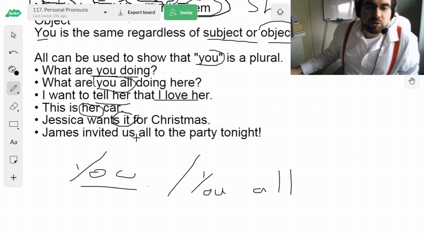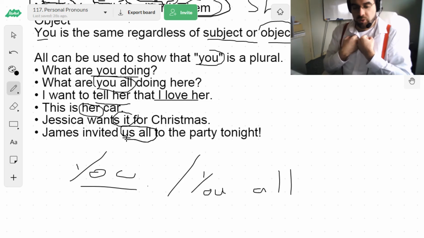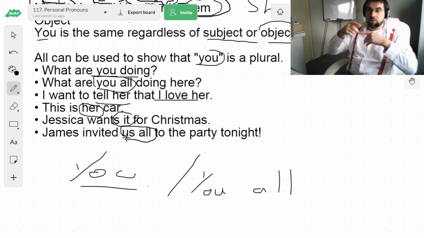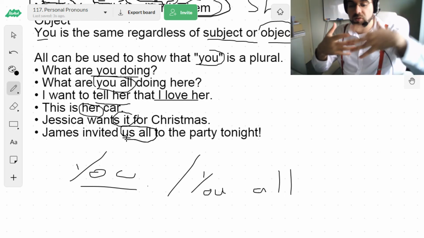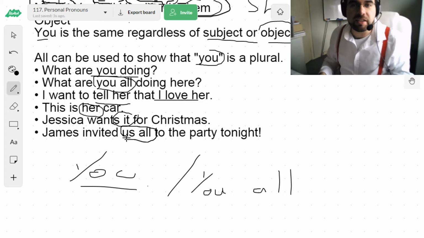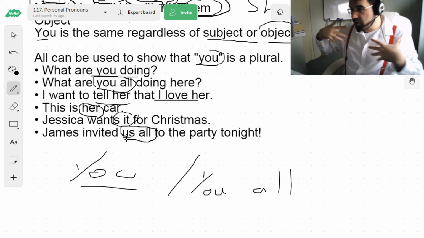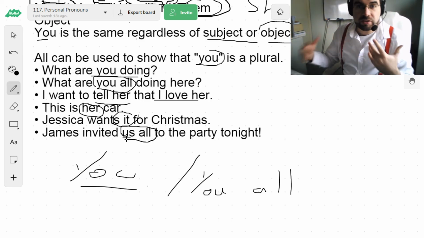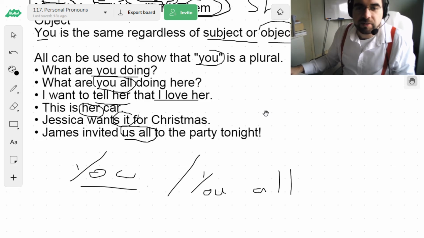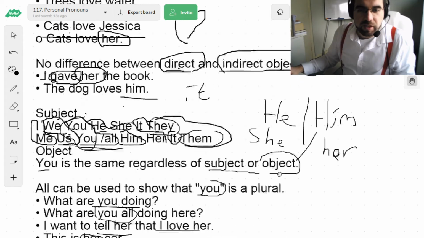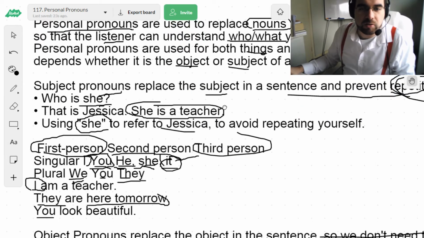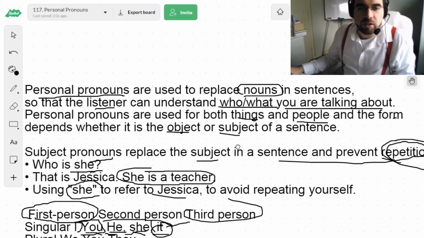Jessica invited us all, you all, them all, to the party. She invited us all to the party, and there's 10 of us. She invited all 10 of us to the party. Yeah, pretty good. So, by these pronouns, we can use them in sentences to talk about what's happening more, or who belongs to what.